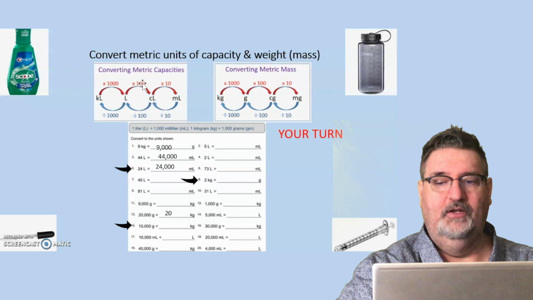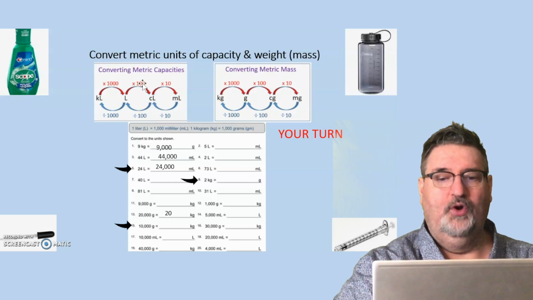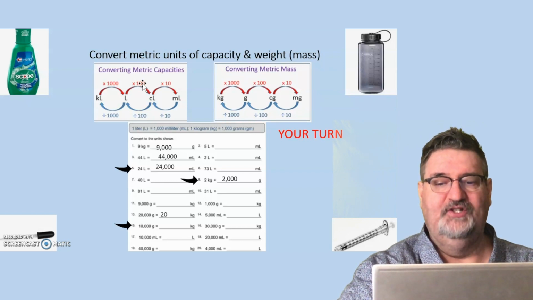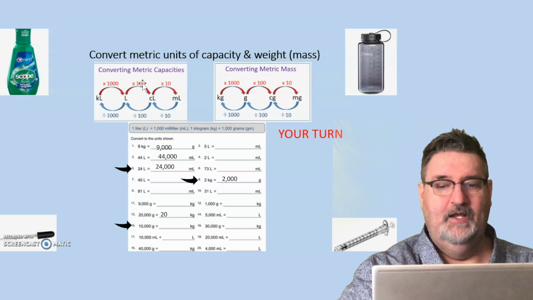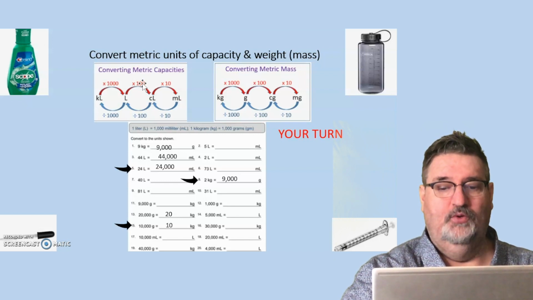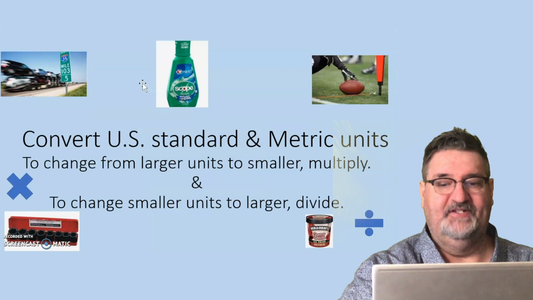For number 8, going from kilograms to grams, we were going to multiply on that one. And so 2 kilograms times 1,000 is 2,000 grams. The last one that we are doing is number 15 down here. And 10,000 grams, when you divide by 1,000, equals 10 kilograms.